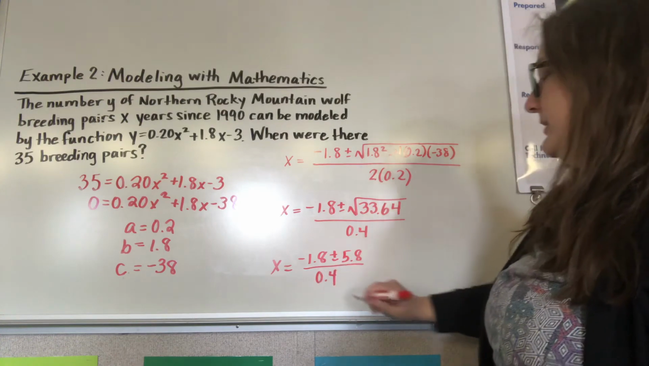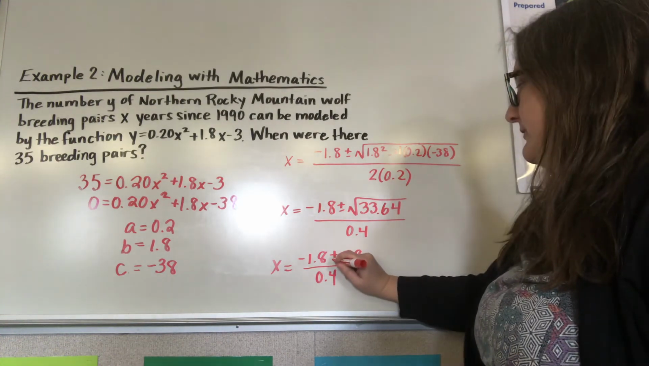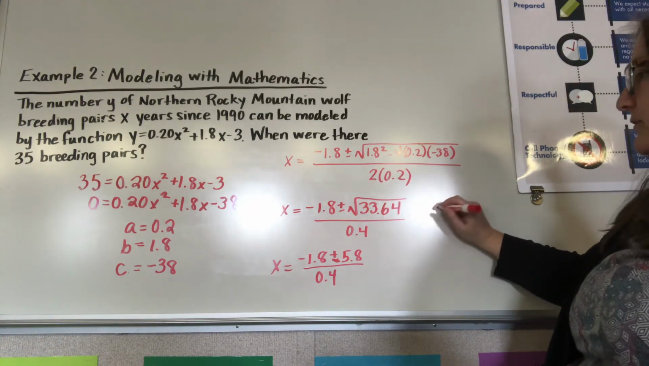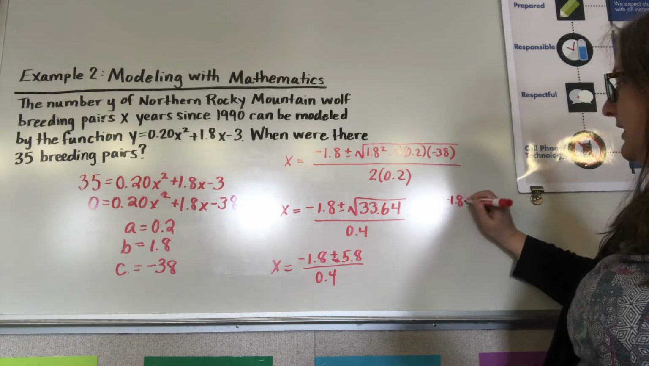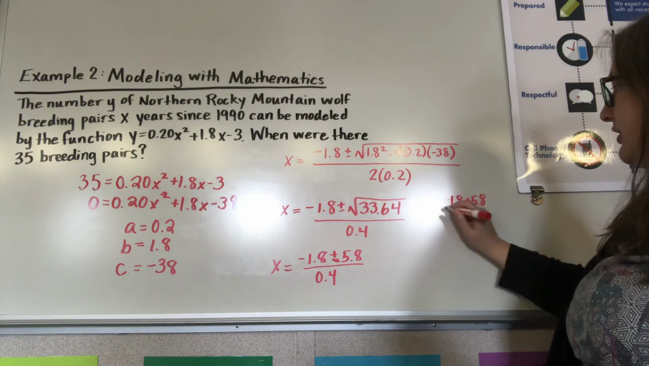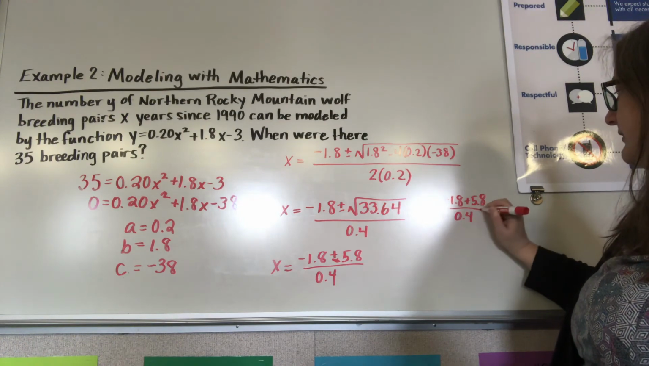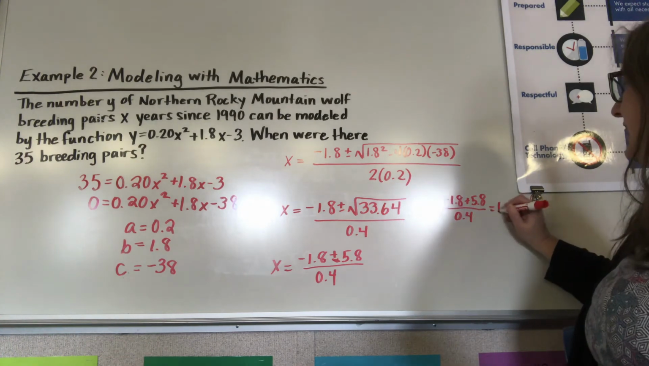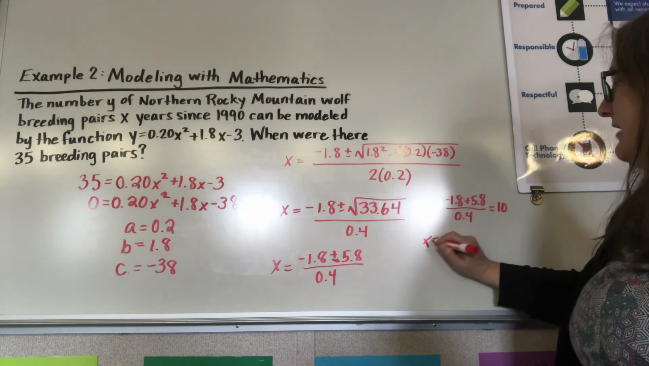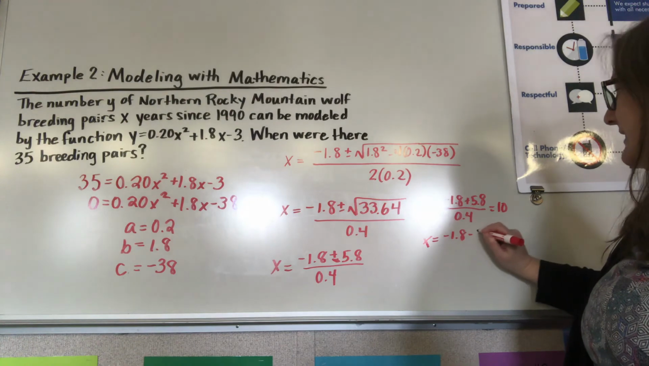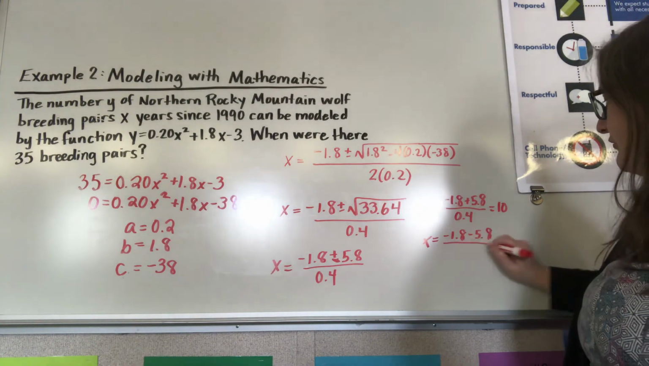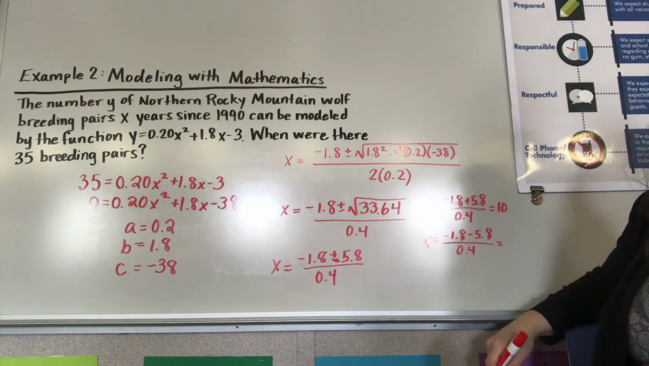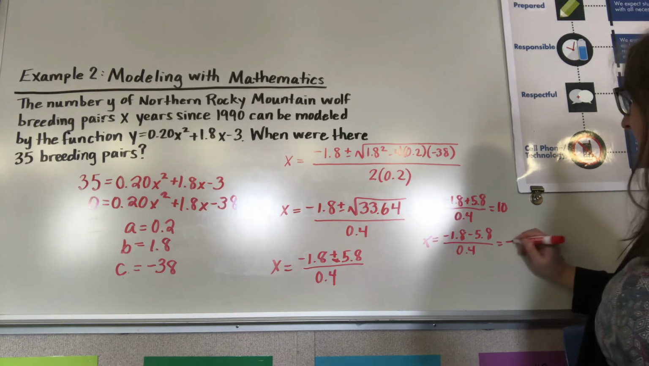So I have two possibilities for x here. Sorry, it's my plus minus. x could equal negative 1.8 plus 5.8 all over 0.4, which will give us here a grand total of x equals 10. Or I have negative 1.8 minus 5.8 over 0.4, which gives us a total of negative 19.